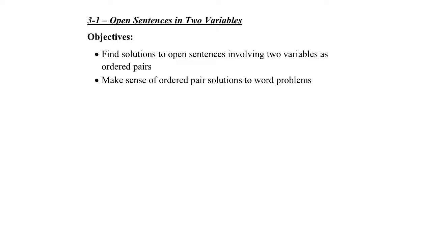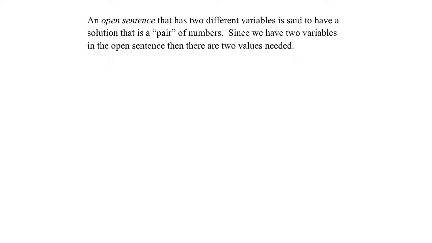So we're talking about what we call open sentences. Your book uses that phrase. An open sentence in two variables means equation. Open sentence and equation are synonymous. So, equations with two variables. We have so far only looked at equations with one variable. That's what this lesson is going to be about. So let's begin.